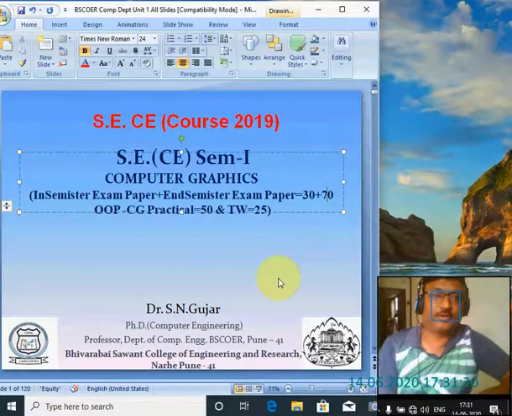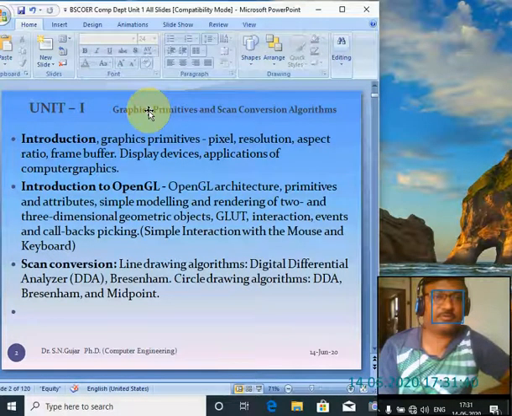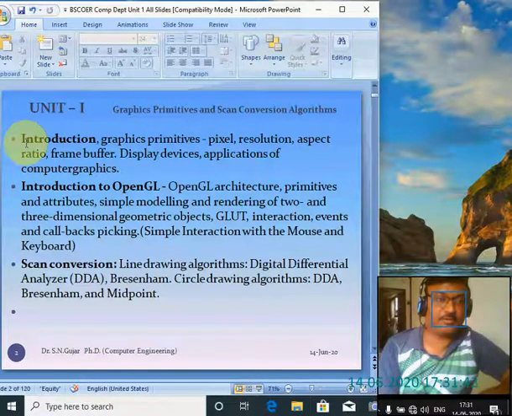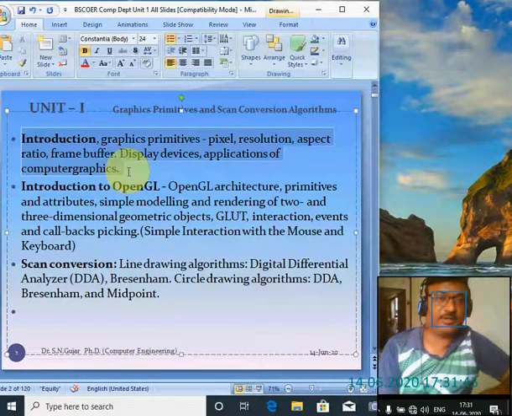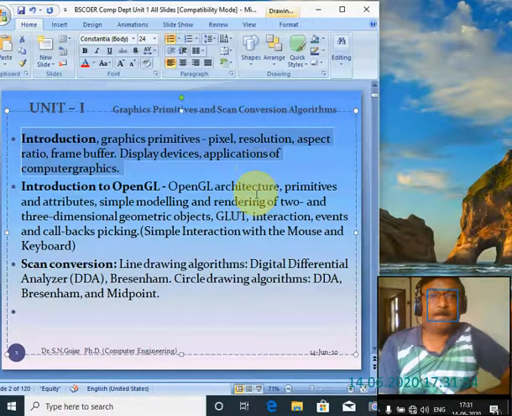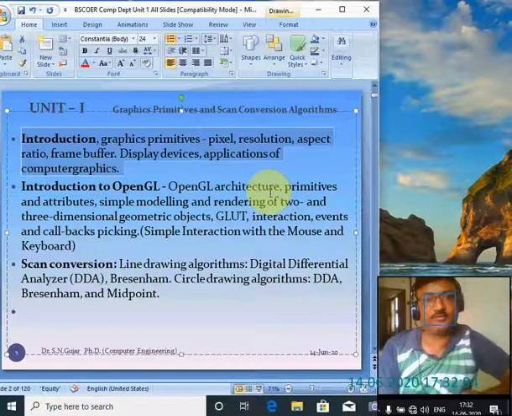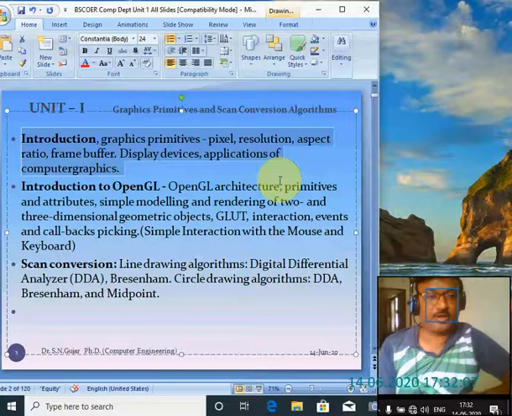Today I am going to explain the syllabus contents from unit 1 to unit 6. In unit 1, the title of this unit is graphics primitives and scan conversion algorithm. In this unit, we are going to learn first what the computer graphics primitives are, what the requirements of computer graphics are, what a pixel is, resolution of the pixel, graphics mode, aspect ratio, frame buffer, display devices, and applications of computer graphics.